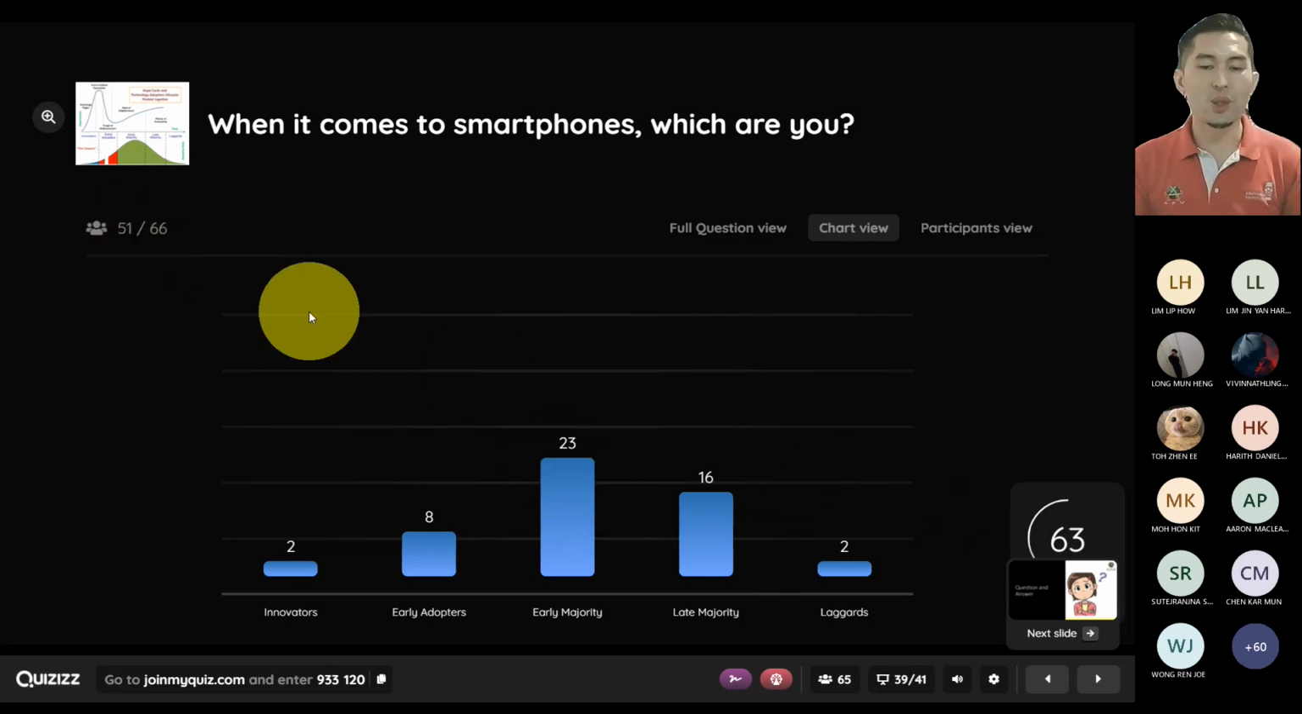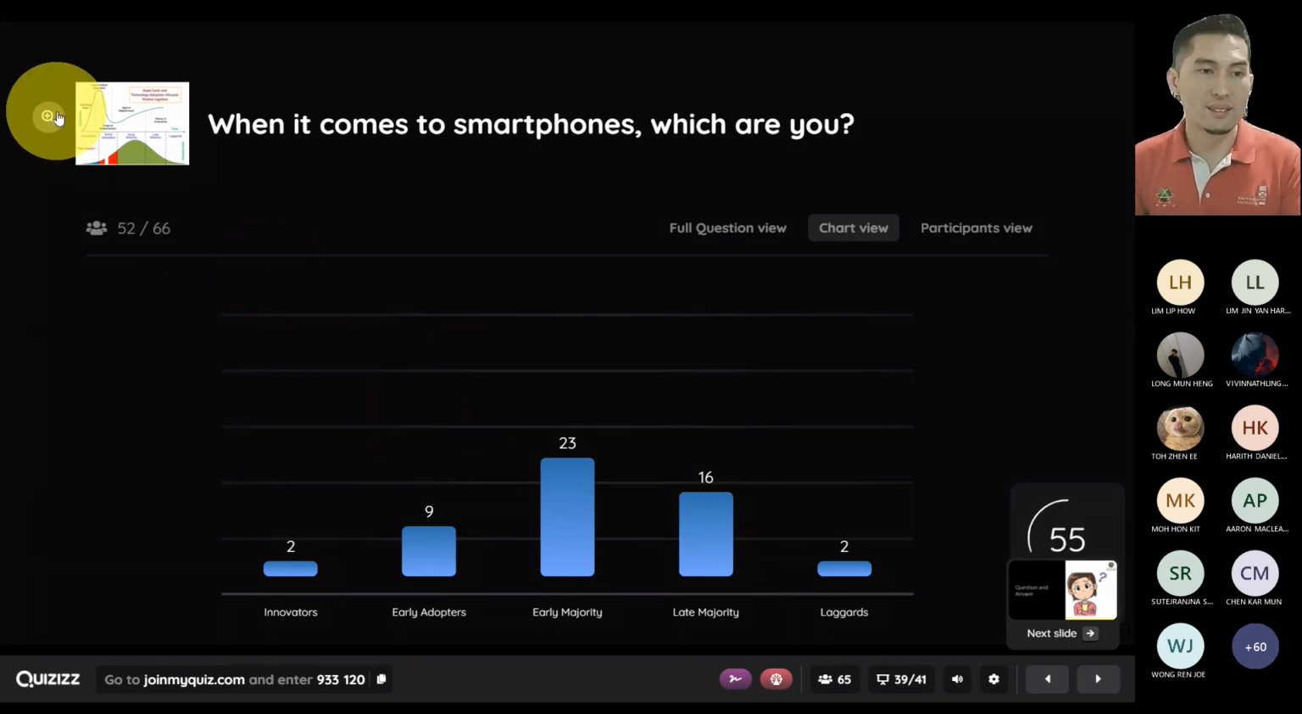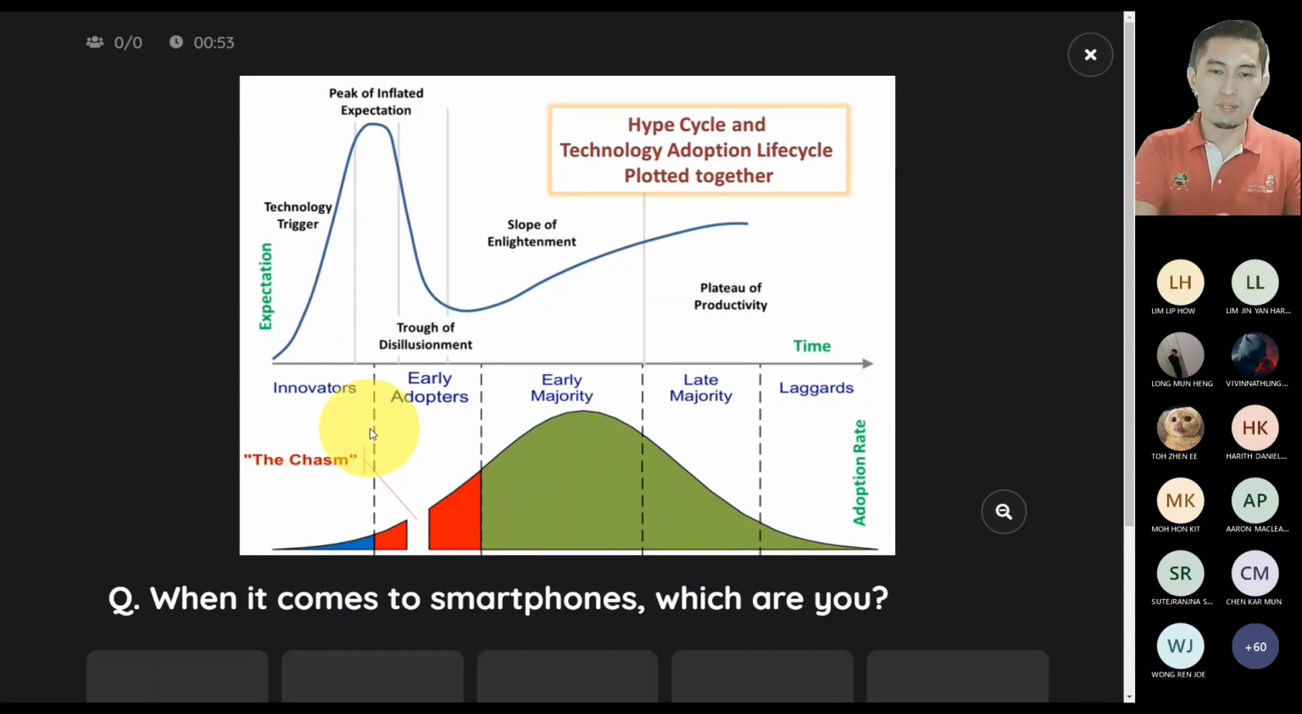50 of you have responded. So I want you to look at this line in class, because there are 66 of you here. And guess what? You are following exactly this life cycle that you see here, right? Because this is the technology adoption life cycle.